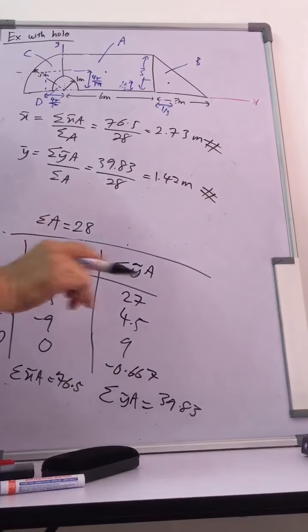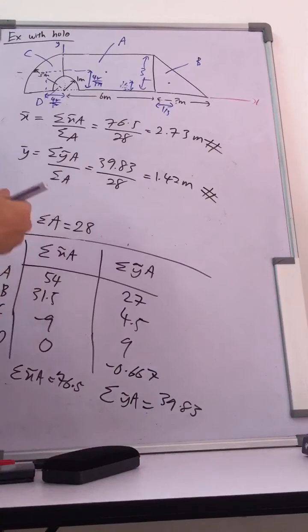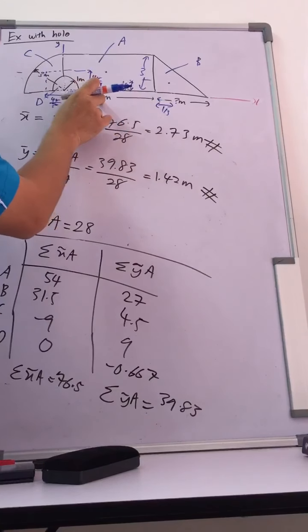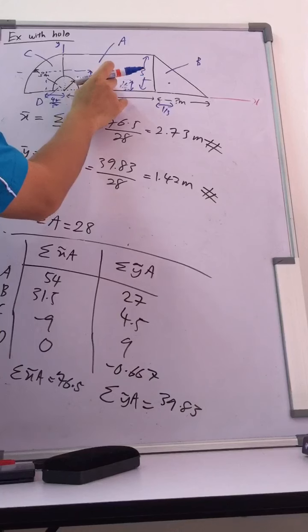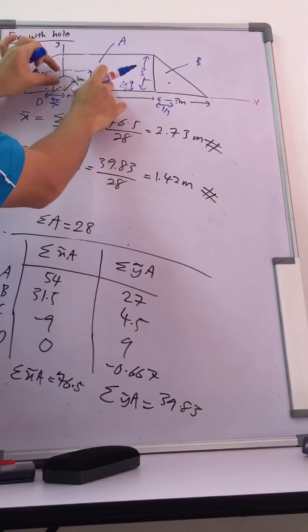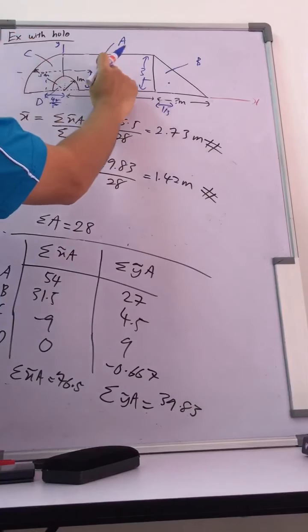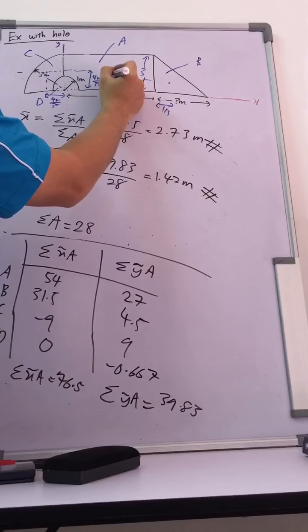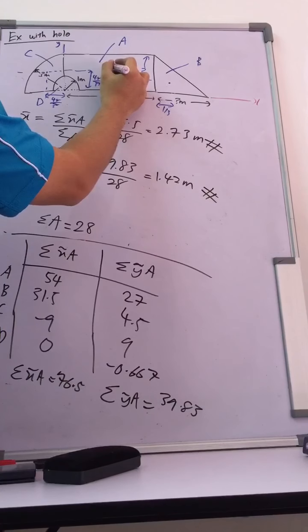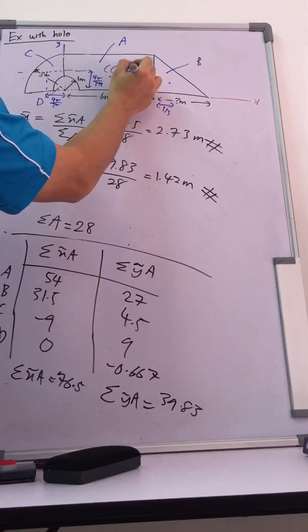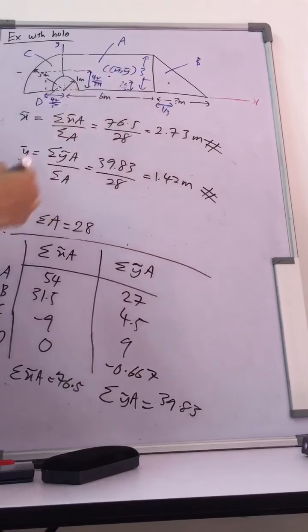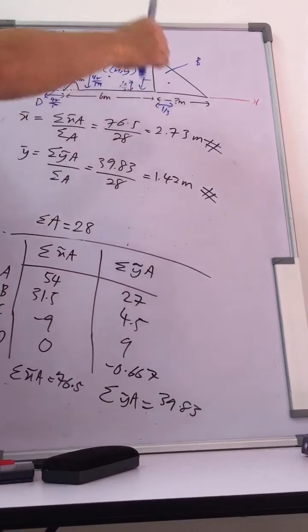Which means that it is somewhere around here, 2.7, and this is 3. 1.4 will be around half of that, so somewhere here, isn't it? So this is your centroid, x bar, y bar. The centroid for the whole shape, right?